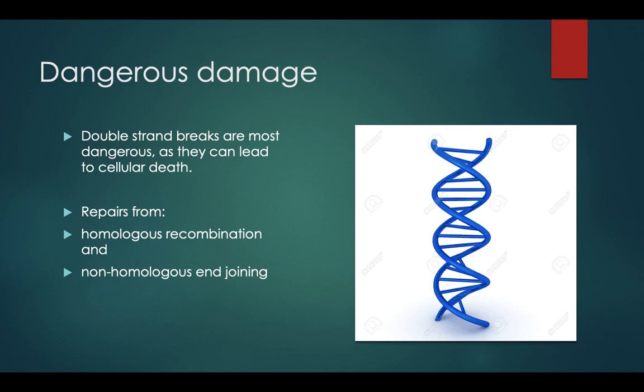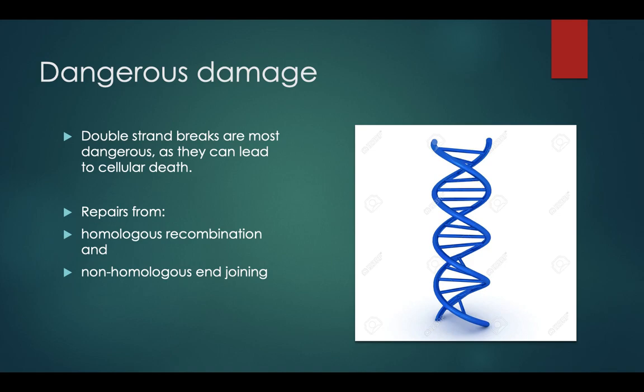Double-strand breaks are the most dangerous, as they can lead to cellular death. The two main ways these are repaired are with homologous recombination and non-homologous end joining. Homologous recombination uses an undamaged section of DNA that is comparable to what was damaged as an outline. We kind of trace it or look at it as an example.